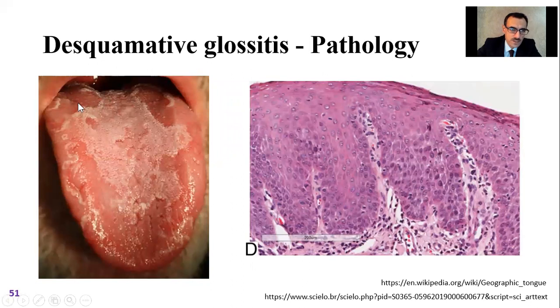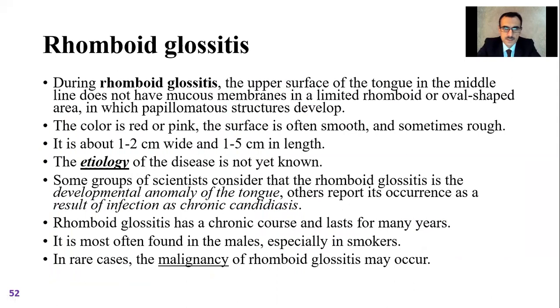We do the geographical map or the gross anatomy of the desquamative glossitis and the histopathological view of the desquamative glossitis. Rhomboid glossitis: the upper surface of the tongue in the middle line does not have mucous membranes in the limited rhomboid or oval-shaped area in which papillomatous structures develop. The color is red or pink. The surface is often smooth and sometimes rough. It is about 1 to 2 centimeters wide and 1 to 5 centimeters in length.